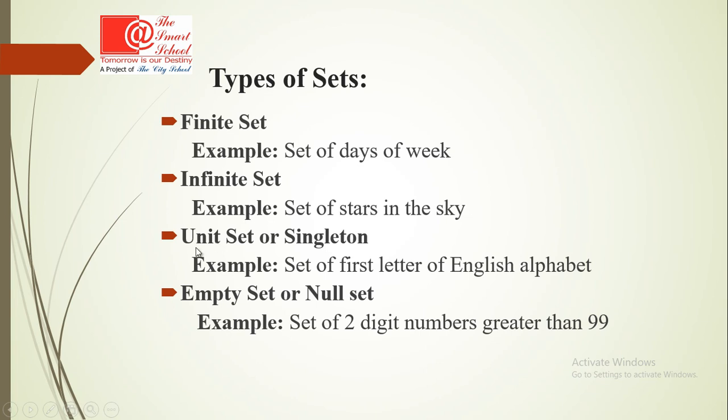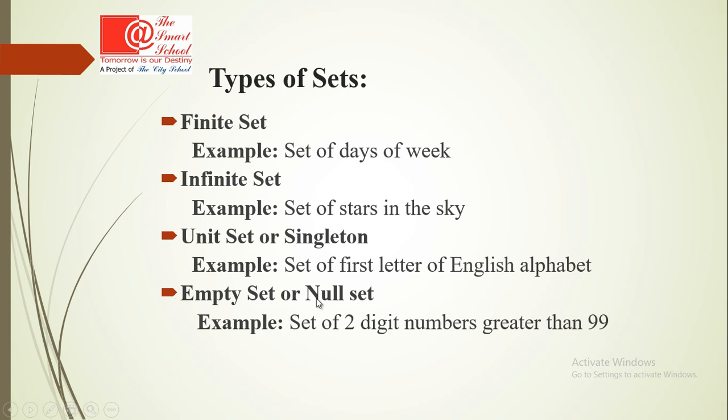Now, the next is unit set or singleton set. Again, the word is telling unit, it means it has just one element in it. For example, set of first letter of English alphabet. Obviously, first letter is one and only A. So it is unit set.